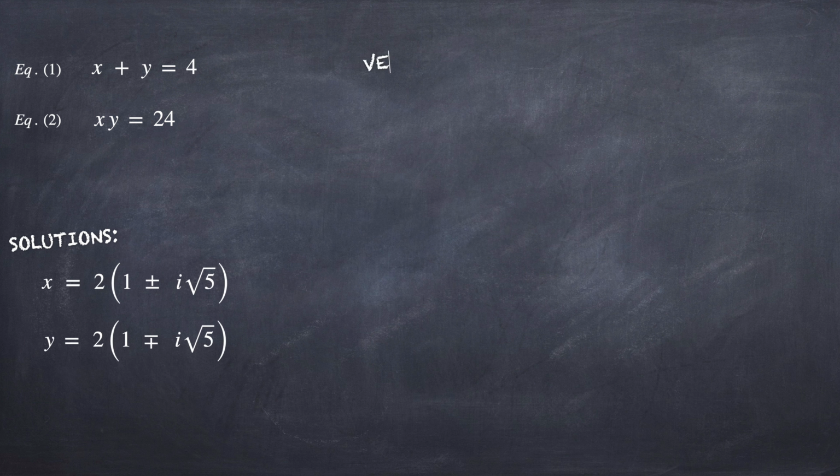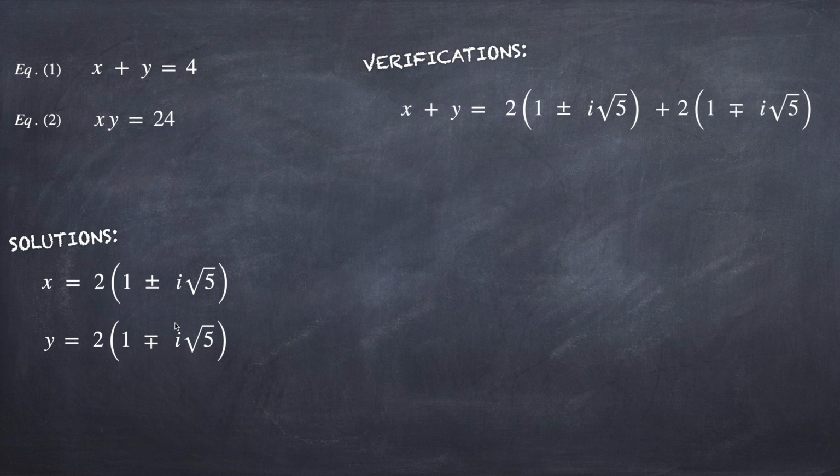Now, let's do the verifications. First, x plus y. We will do both solutions at the same time. This is x, and let's sum y, which is this one. The result is 2 plus 2, the real part, and the imaginary parts will cancel out. The upper sign plus with this factor and the negative of the same factor, and for the lower case, the negative here and the positive factor here, resulting in 4, verifying the first equation.